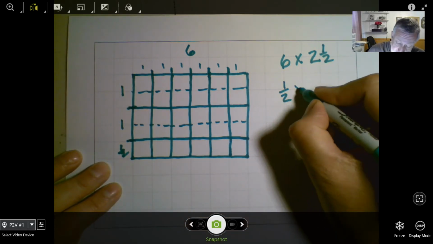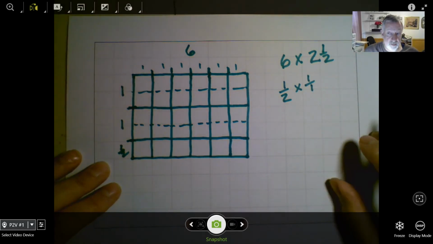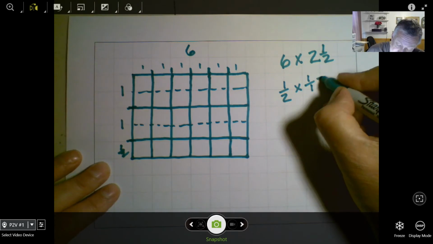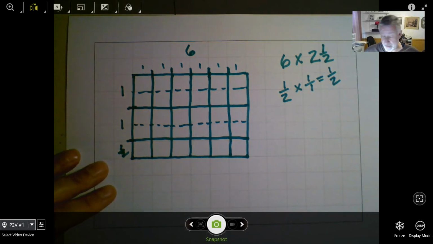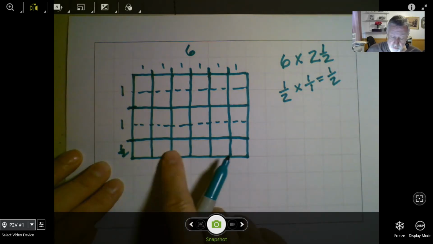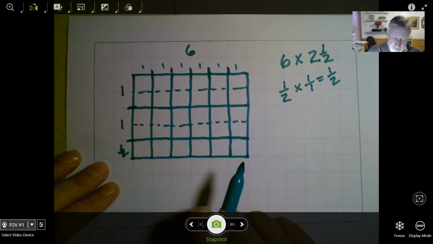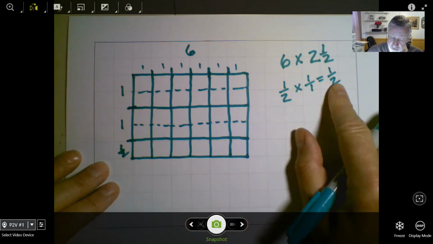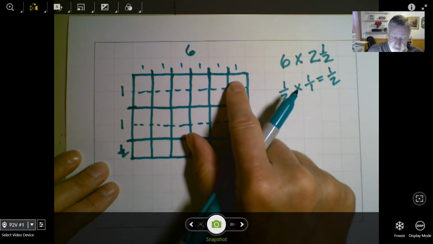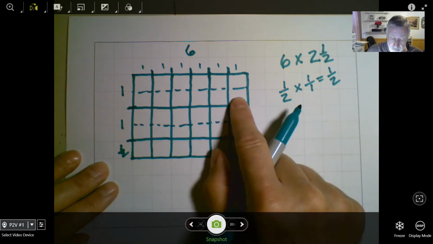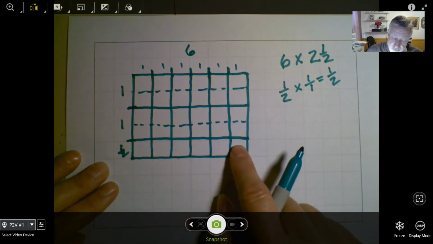1/2 times, and any whole number over 1 represents itself. So the size of each piece has an area of 1/2. Okay, so each one of these squares has an area of 1/2. Now all we have to do is count up the number of squares and put it over 2. 1, 2, 3, 4, 5, 6, and each row has 6, 12, 18, 24, 30.